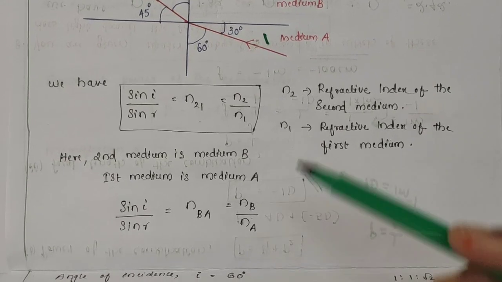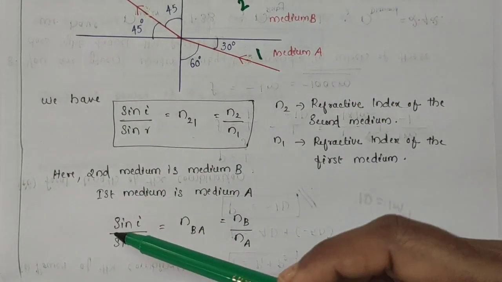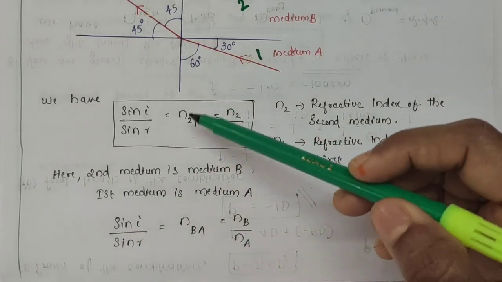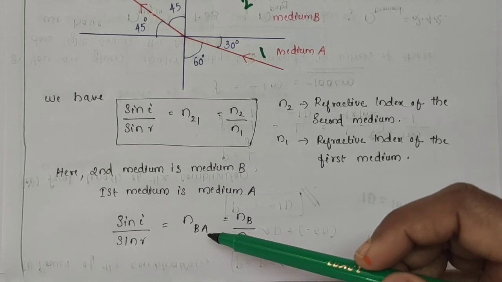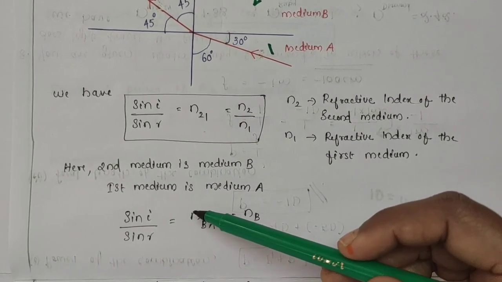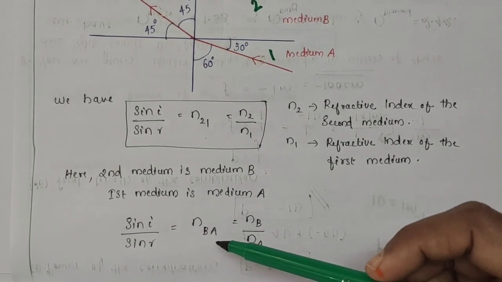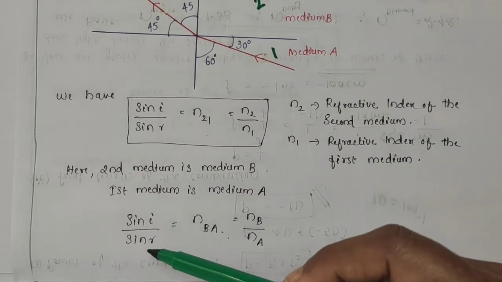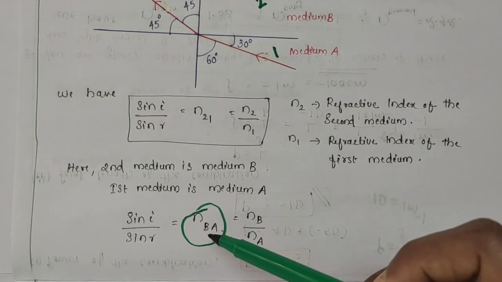Second medium is B, no? First medium is A. So sin I by sin R equal to n2 to 1. This can be written as what? Second medium is B, first medium is A. So we can write sin I by sin R equal to NBA. That is refractive index of B with respect to A, or refractive index of B relative to A, is equal to sin I by sin R. We want to find this now, refractive index of B relative to A.